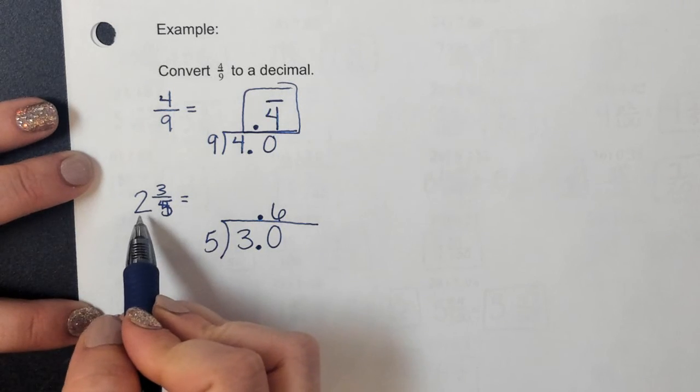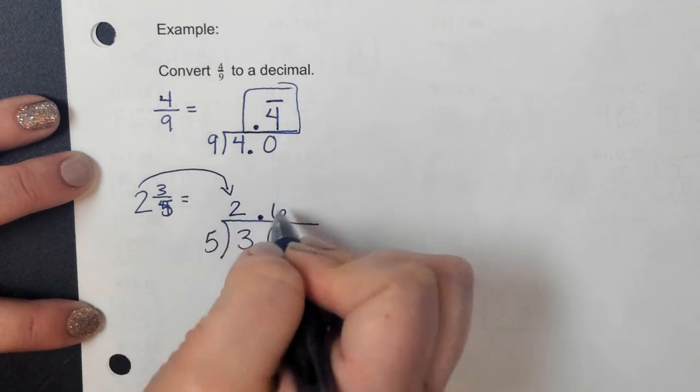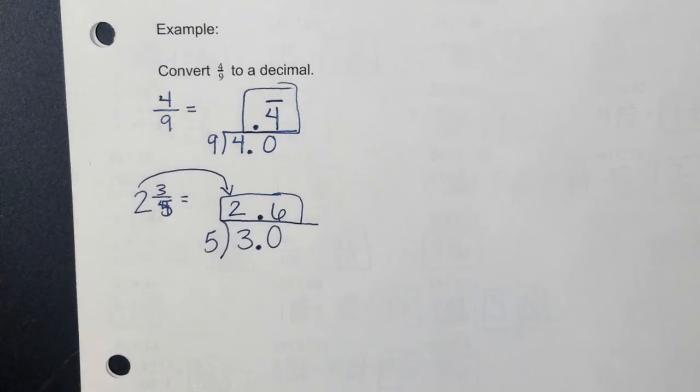Do y'all see where there was a 2 in front? So I'm going to just kind of draw an arrow here and show that that 2 is going to go into the front. So I get 2.6. Are y'all okay with that? If there's a number in front of the fraction, I should have a number in front of my decimal.